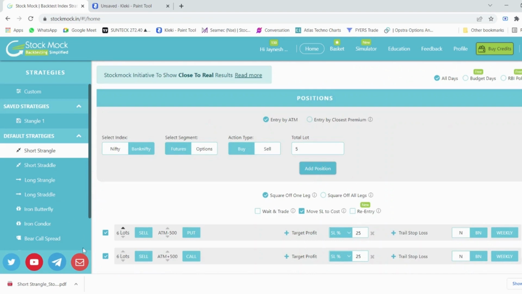So this is of 6 lots. Okay, sorry, I have backtested it for 6 lots, so that would cost you around 10 lakhs only, and not much.